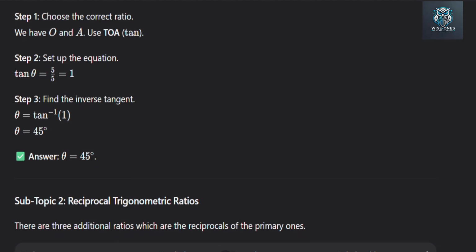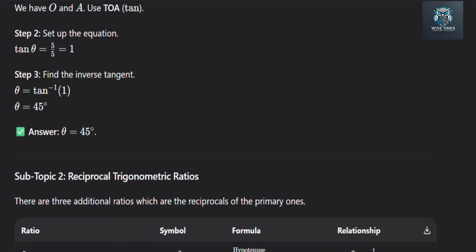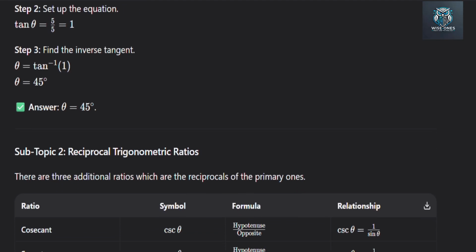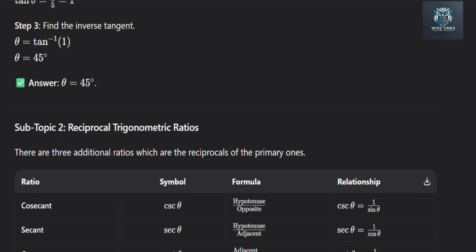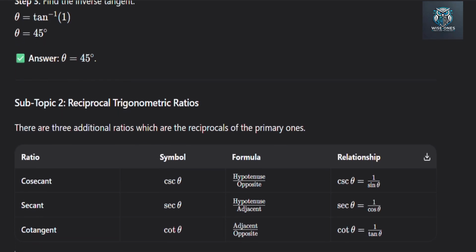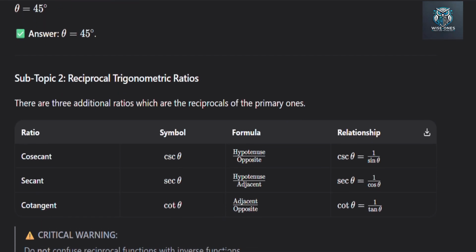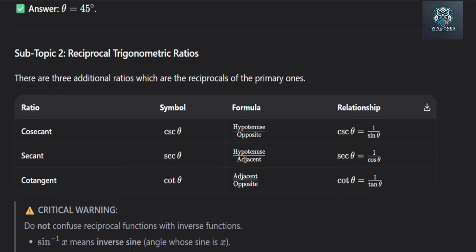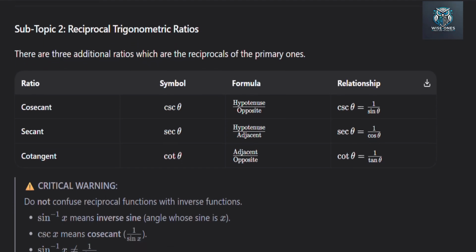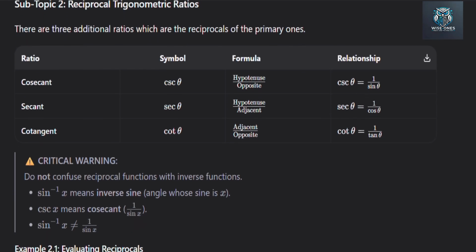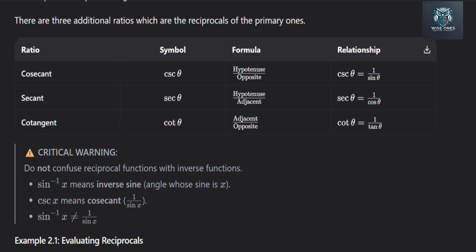Notice how when the opposite and adjacent are equal, the angle is 45 degrees. That is a nice little trick to remember. Now, let us move to subtopic 2. Reciprocal trigonometric ratios. There are 3 additional ratios, which are the reciprocals of the primary ones. Reciprocal means 1 over the number.